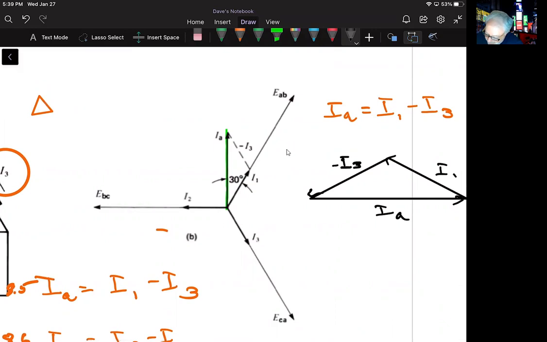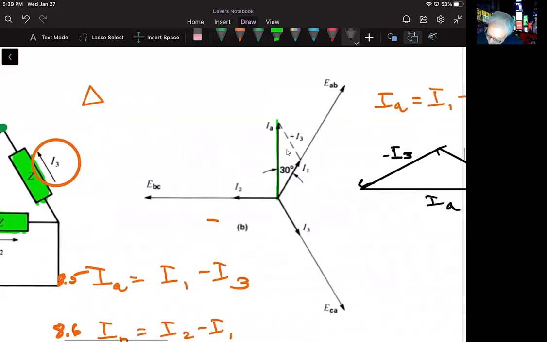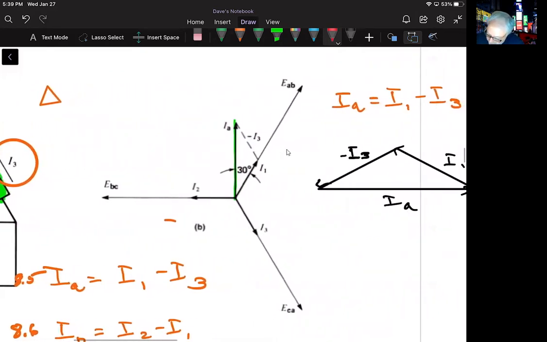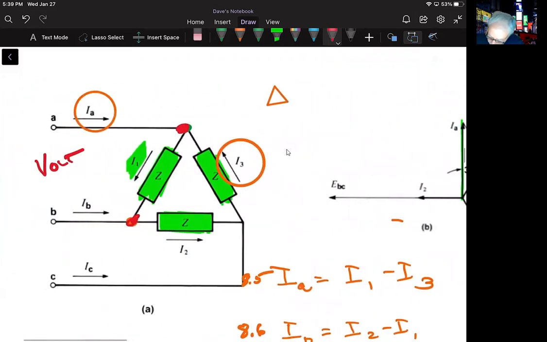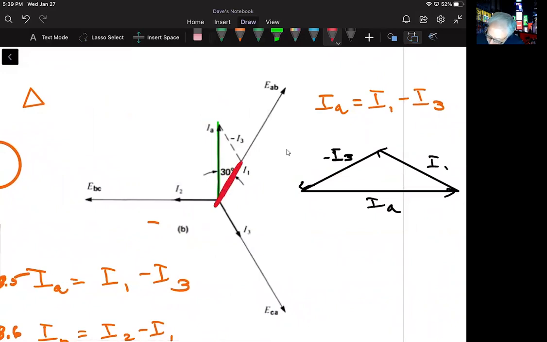And so I can see that I1 is in phase with the voltage EAB. Makes sense, right? Because this voltage is across this. See, this voltage here is across here, right? So it goes to reason that this I sub 1 here is going to be in phase with the voltage that caused it, right?